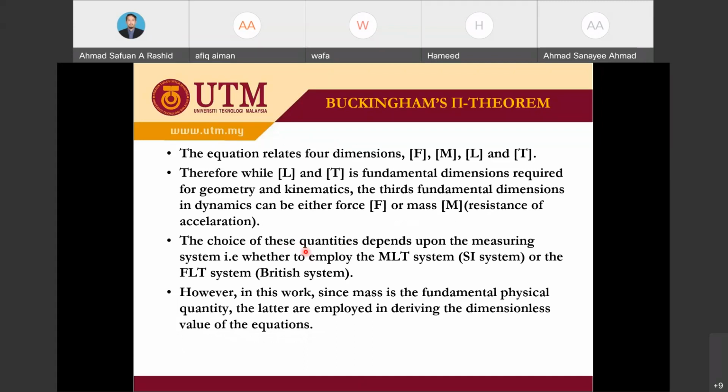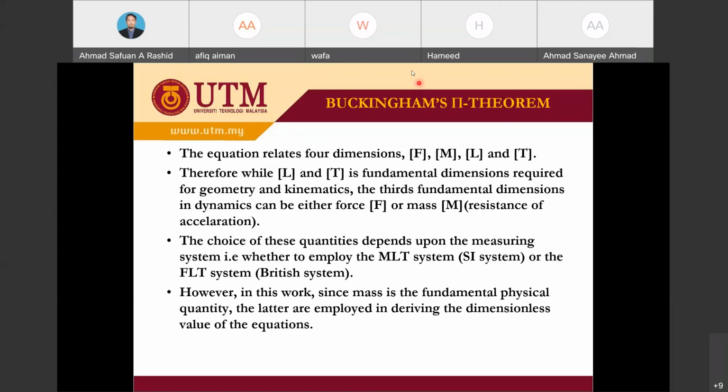So the equation relates 4 dimensions. This is for the primary dimension based on Newton's second law, where we have F, M, L, and T. Therefore, while L and T are the fundamental dimensions required for geometry and kinematics, the third fundamental dimension is dynamic, and can be either force or mass.